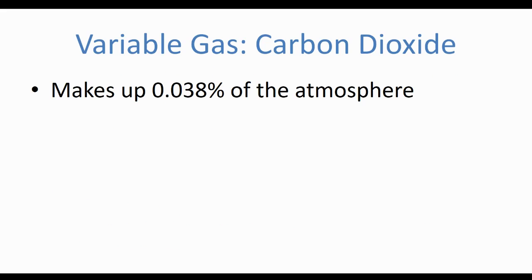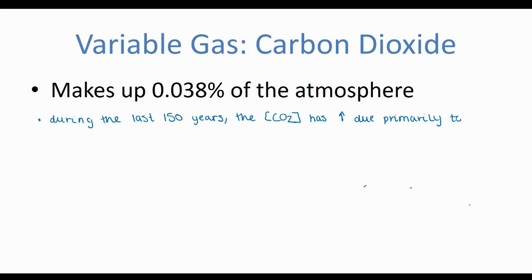Our next gas that varies in concentration in the atmosphere is carbon dioxide. Carbon dioxide makes up about 0.038% of the atmosphere. And we know the following, but we will write it here. During the last 150 years since the Industrial Revolution, the concentration of carbon dioxide has increased due primarily to the burning of fossil fuels.